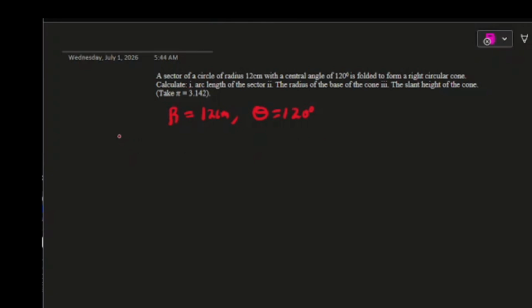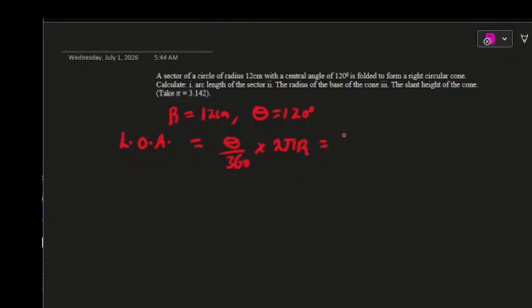Of course, you know that the formula for length of arc is given as theta over 360 multiplied by 2 pi r. We are using big R here just for differentiation's sake, that's between the radius of the sector and the base radius of the cone.